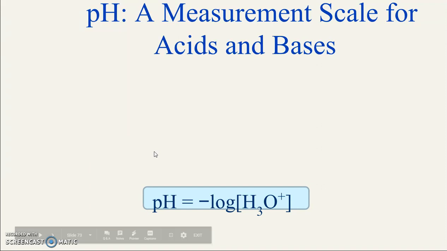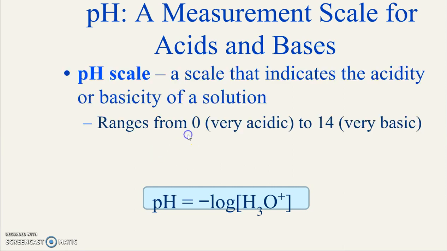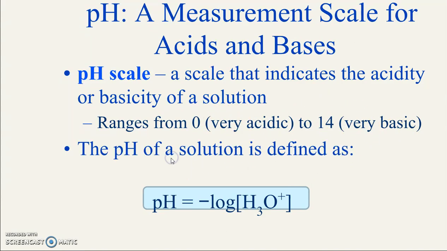So pH is basically a measurement scale for acids and bases. It's how you can tell how strong an acid or a base is by what its pH is. So the pH scale indicates the acidity or basicity of a solution. It ranges from 0, which is very acidic, all the way up to 14, which would be very basic. So on this end, you're going to have more hydrogen. On this end, you're going to have less hydrogen.